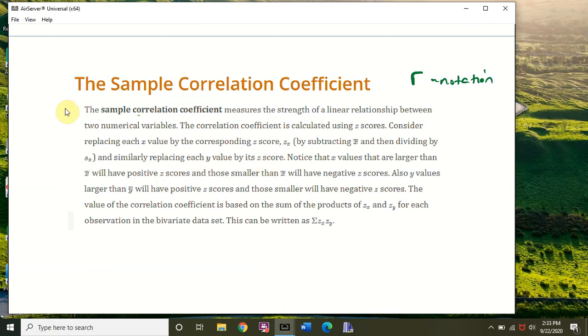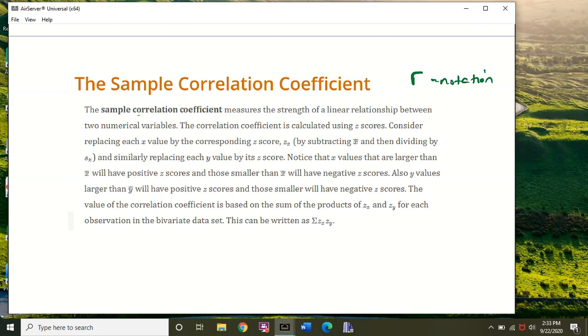Notice that x values that are larger than x bar will have positive z-scores, and those smaller than x bar will have negative z-scores. Also, y values larger than y bar, the average y, will have positive z-scores. Those smaller than the average y will have negative z-scores.